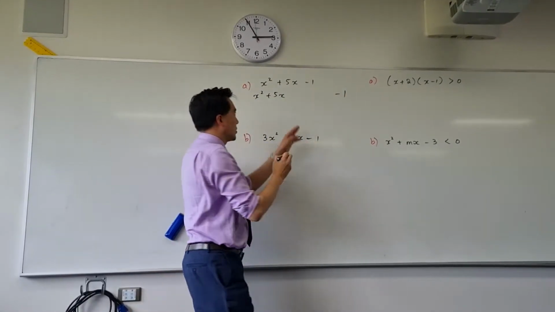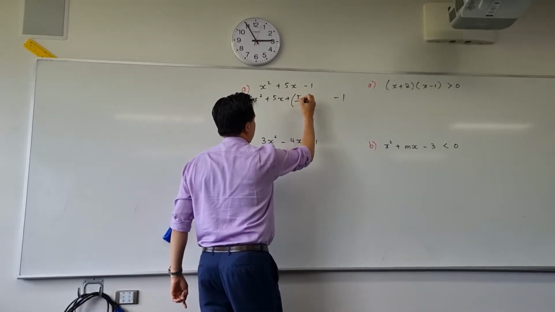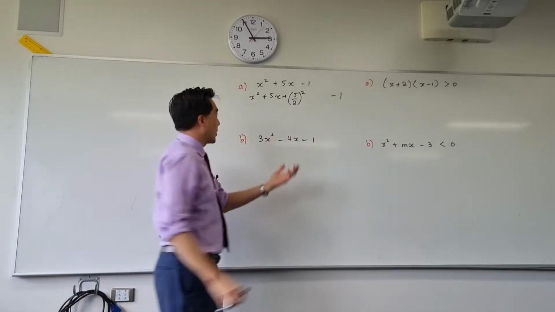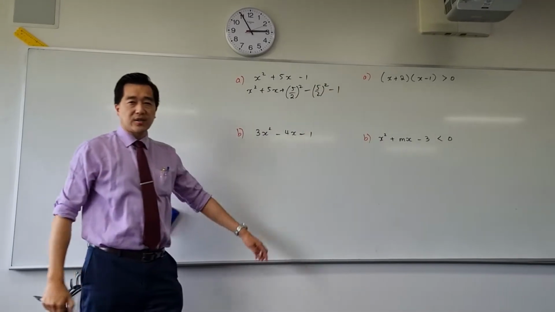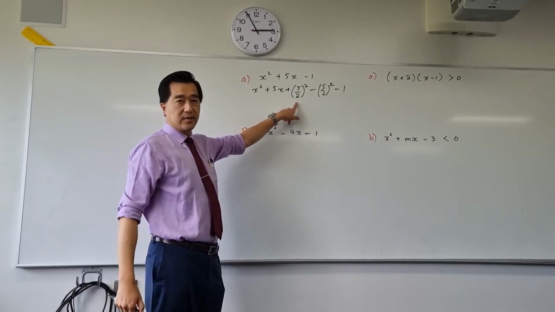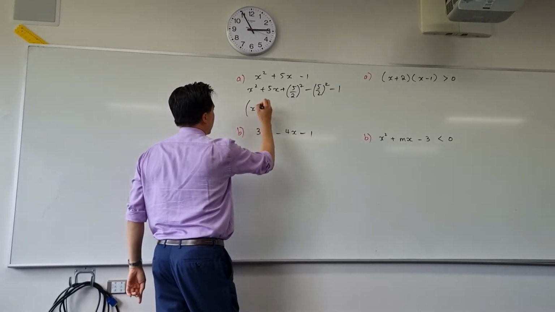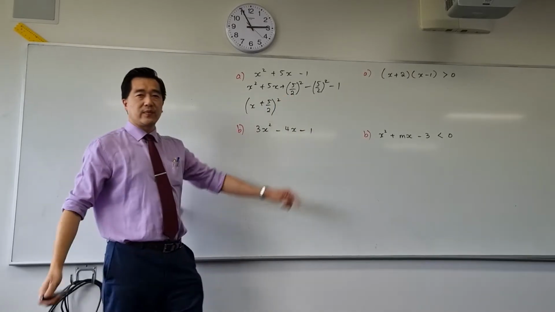Right, as usual, take the number part, which is just the 5 divided by 2, squared. Of course, if you add it in, you must also subtract it out. Now the perfect square is actually just whatever is inside the bracket, including if there was a negative sign. It would just be x plus 5/2 all squared. But then you must evaluate the second one.